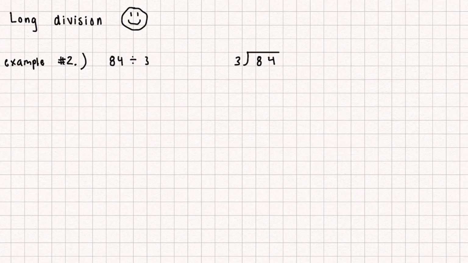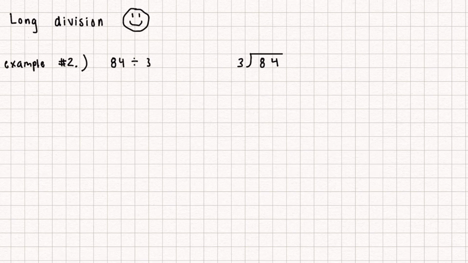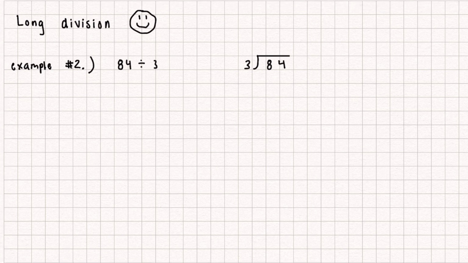For our second example, we're going to be dividing 84 by 3. So it's already set up, so let's just get straight to it. How many times does 3 go into 8? So let's think about that for a second. How many 3s can go into 8? Well, 2 3s is 6, and that fits. 3 3s, that's 9. And 2 3s is what fits into 8 perfectly.